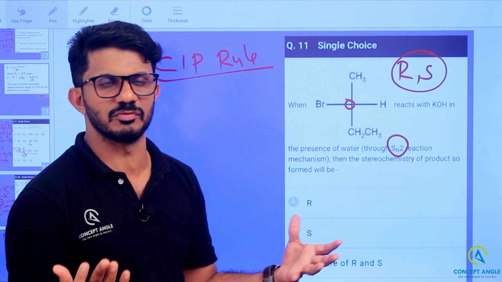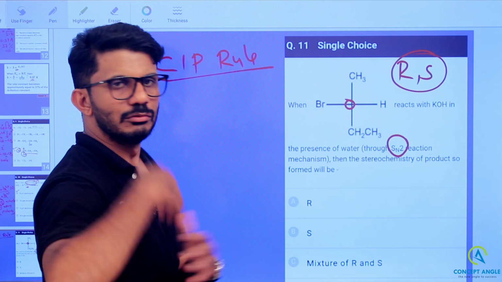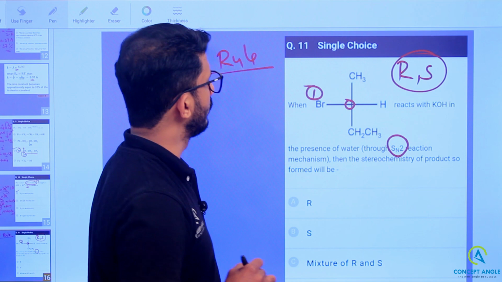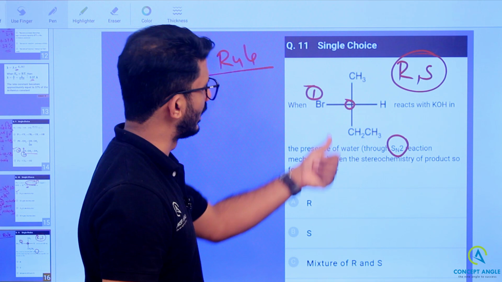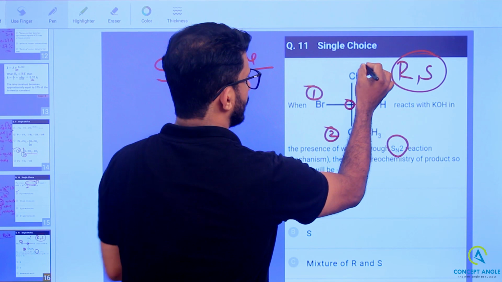Okay, when the first atoms have the same priority, then you go to the next and so on. Here bromine has the greater atomic number. And here, see, the second element: both are C, here the second element is hydrogen, here the second element is carbon. So the second priority is for this, this is the third priority, and this is the fourth priority. Okay, so hydrogen, assume that is behind the plane.